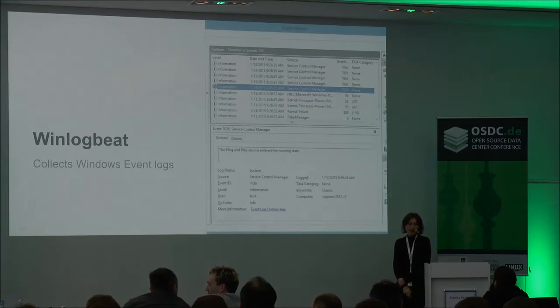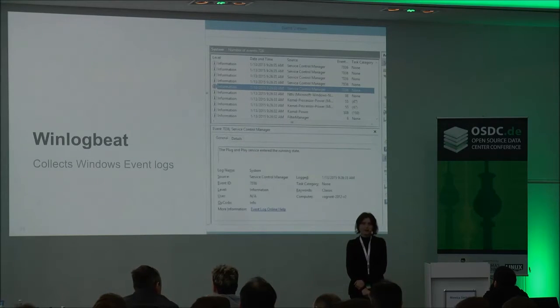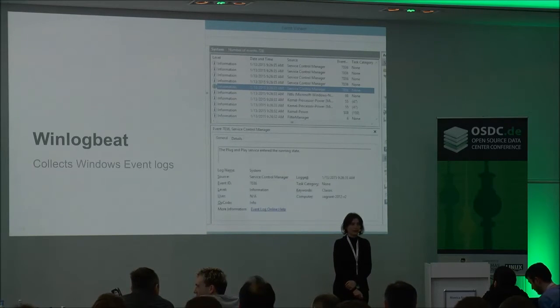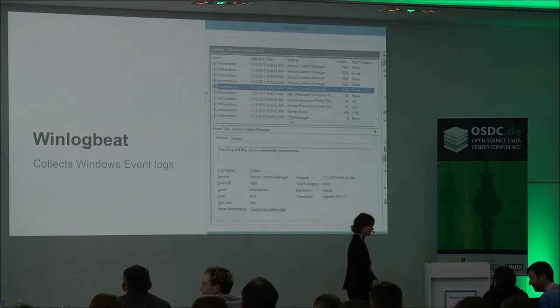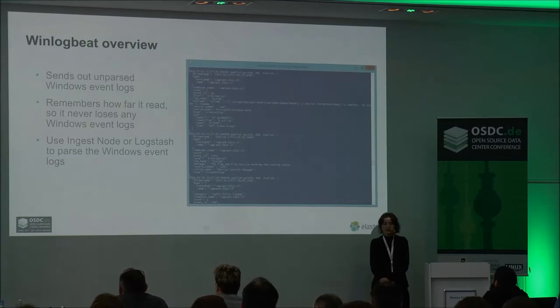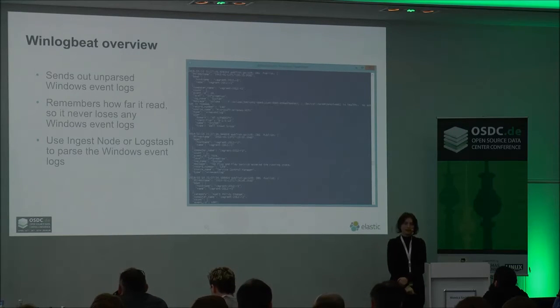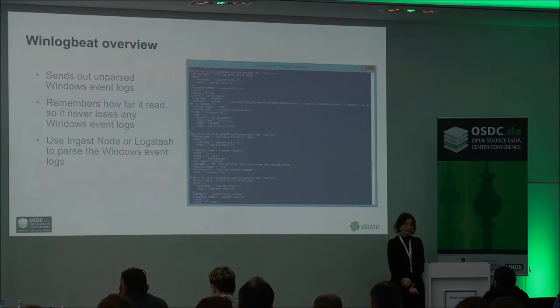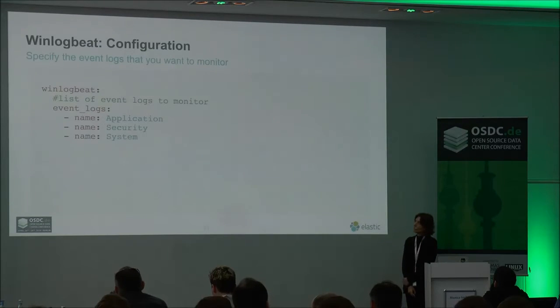After we released Filebeat, we got quite many requests to add the functionality to gather Windows event logs. So for this, we created Winlogbeat. Winlogbeat has a similar idea to Filebeat in the sense that it sends the Windows event logs unparsed to Elasticsearch. So you need to use either Logstash or Ingest to parse them. It keeps the same guarantees as Filebeat, never loses a log line. And the configuration file is rather simple. You just need to specify what event logs you are interested in.